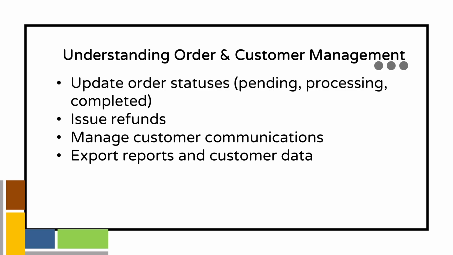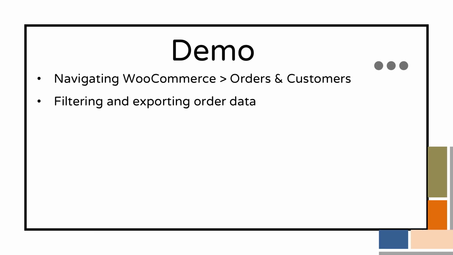In WooCommerce, the Orders and Customers section is where much of your store's daily operations happen. Here, you'll process orders, track delivery statuses, manage refunds, and maintain strong customer relationships. Managing this data well keeps your business efficient and customers happy. Let's jump into a live demo where I'll show you how to manage orders and customers inside the WooCommerce dashboard.